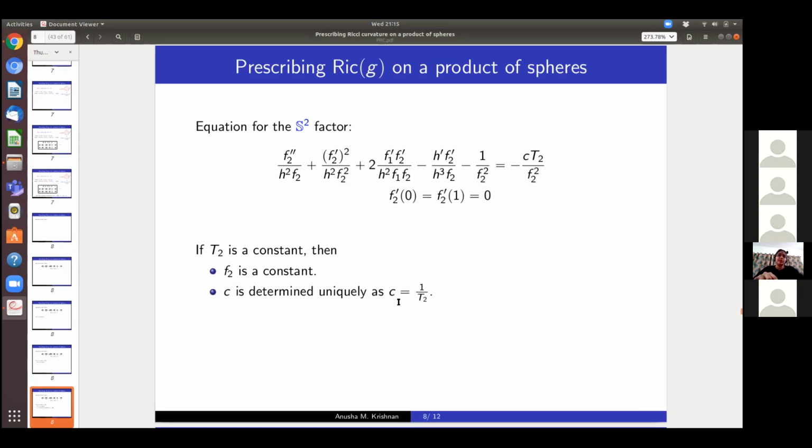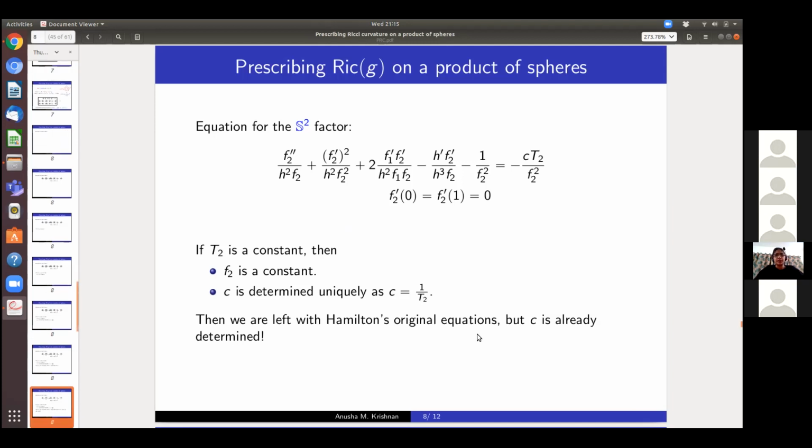So in this very special situation where T2 is assumed constant, the scaling factor C is already determined uniquely. That means if we look back now at the other two equations, the equations for H and F1, those essentially are Hamilton's original equations. However, we already determined C, so we lost that degree of freedom there. This suggests that we need another constant. So in prescribing Ricci curvature on this product manifold, it looks like we need another constant.